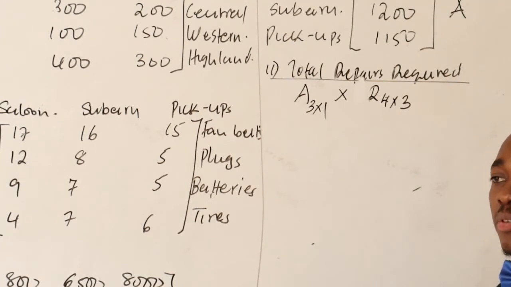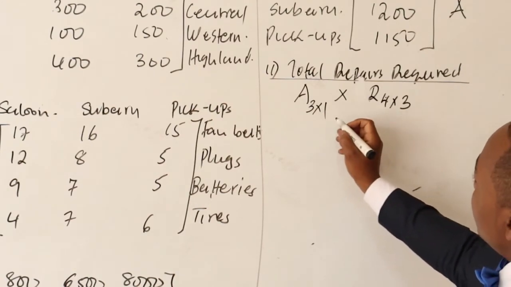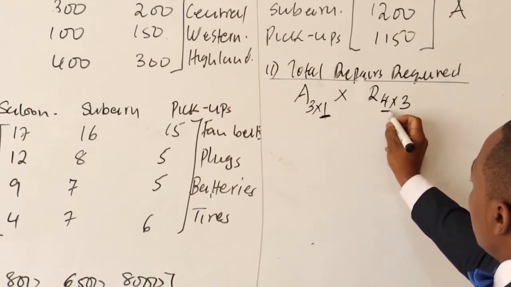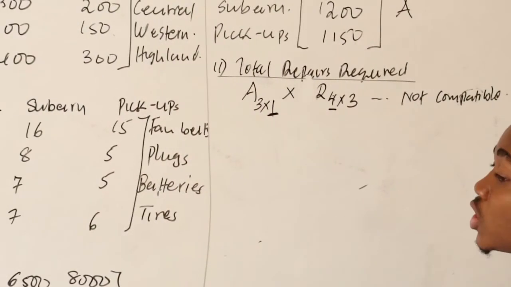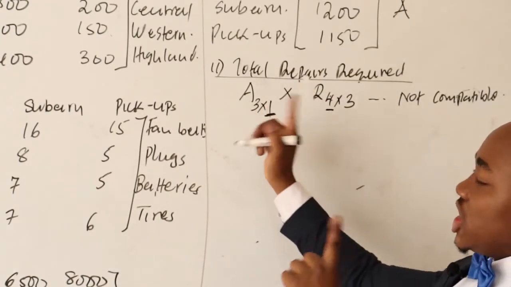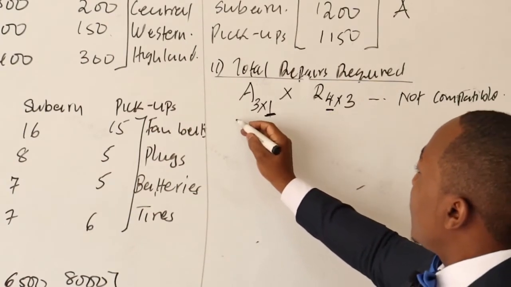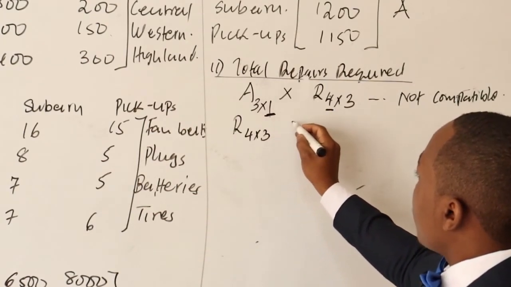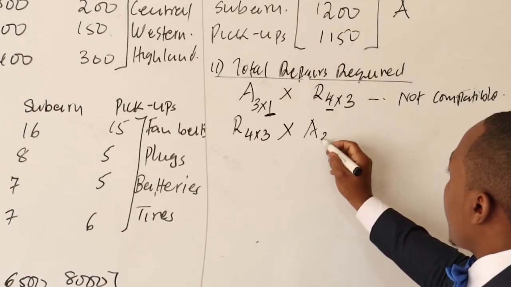So first of all, for them to be multiplied, you have to test for compatibility. For example, these are 3 by 1 and these are 4 by 3. So you look at this and that to look for compatibility. Is it compatible? This is 1, this is 4. So this means it's not compatible. So when it's not compatible, what do we do? You try to interchange the matrices. So for example, in this case, I start with matrix R, which is a 4 by 3, you multiply by A, and matrix A is a 3 by 1.